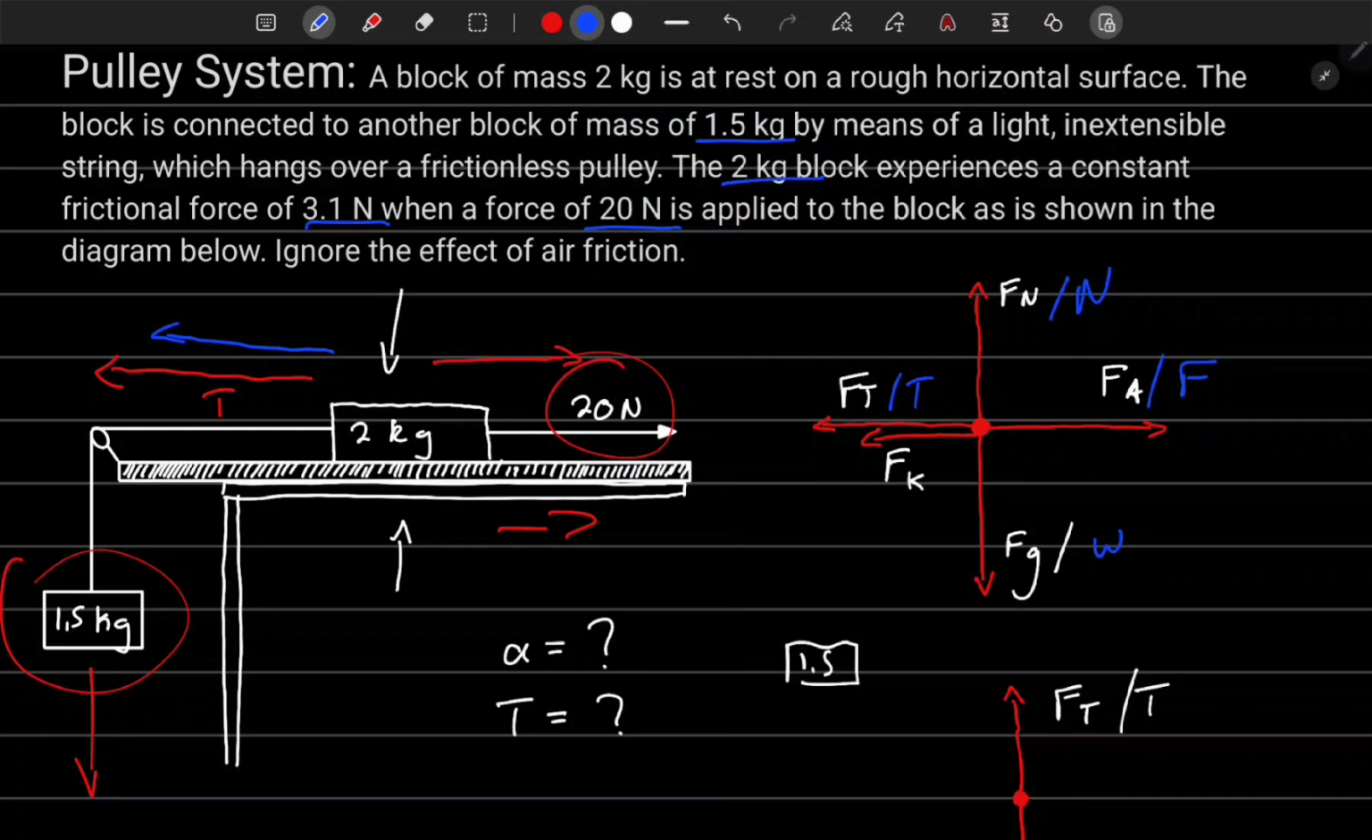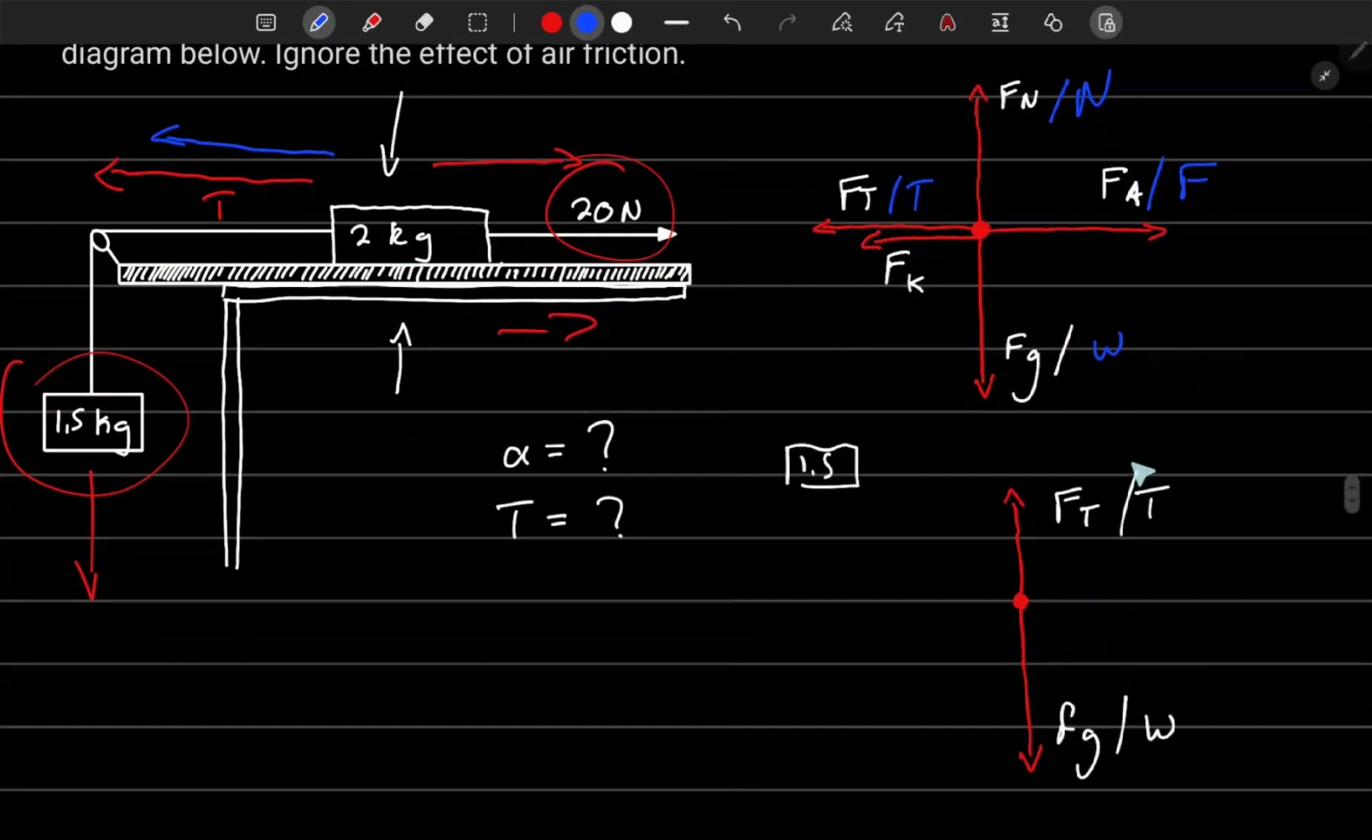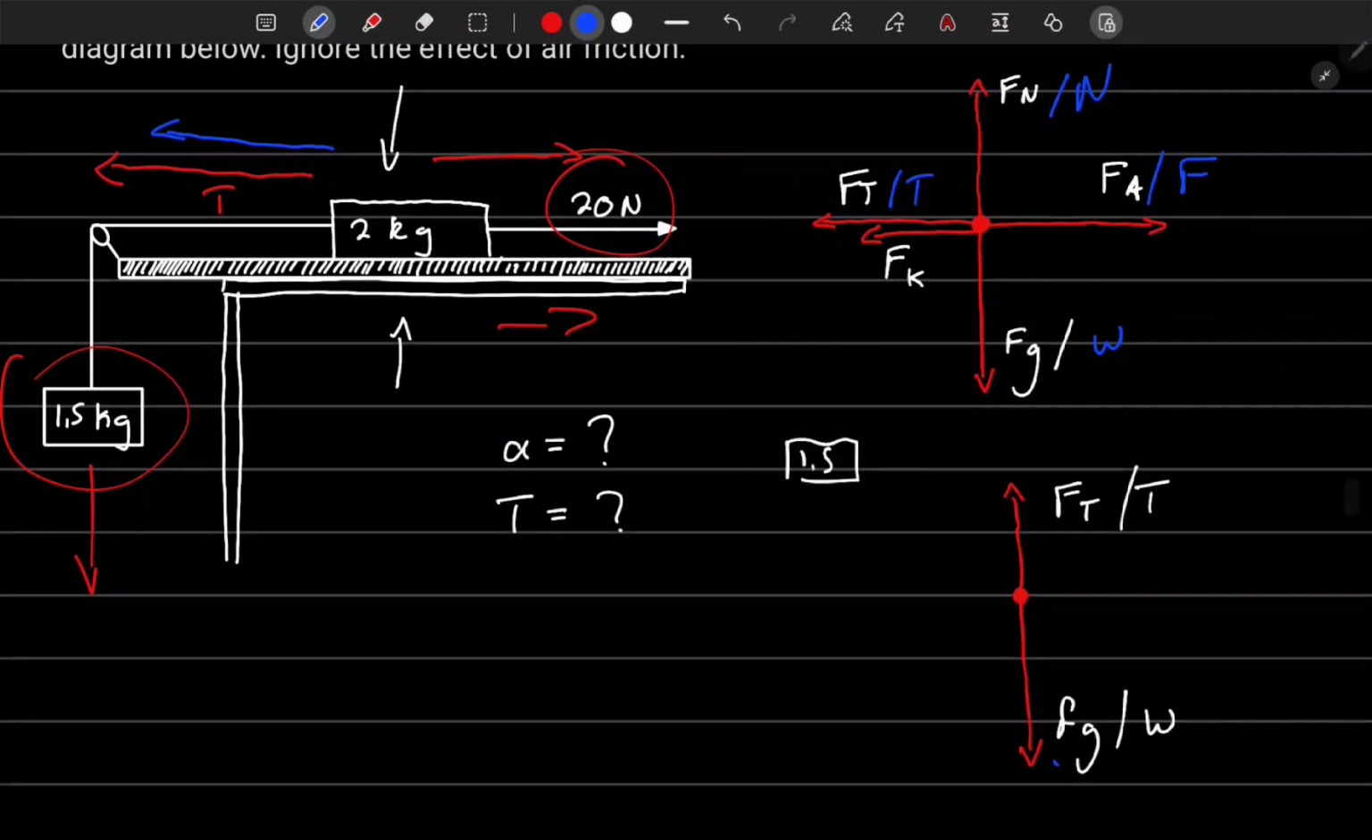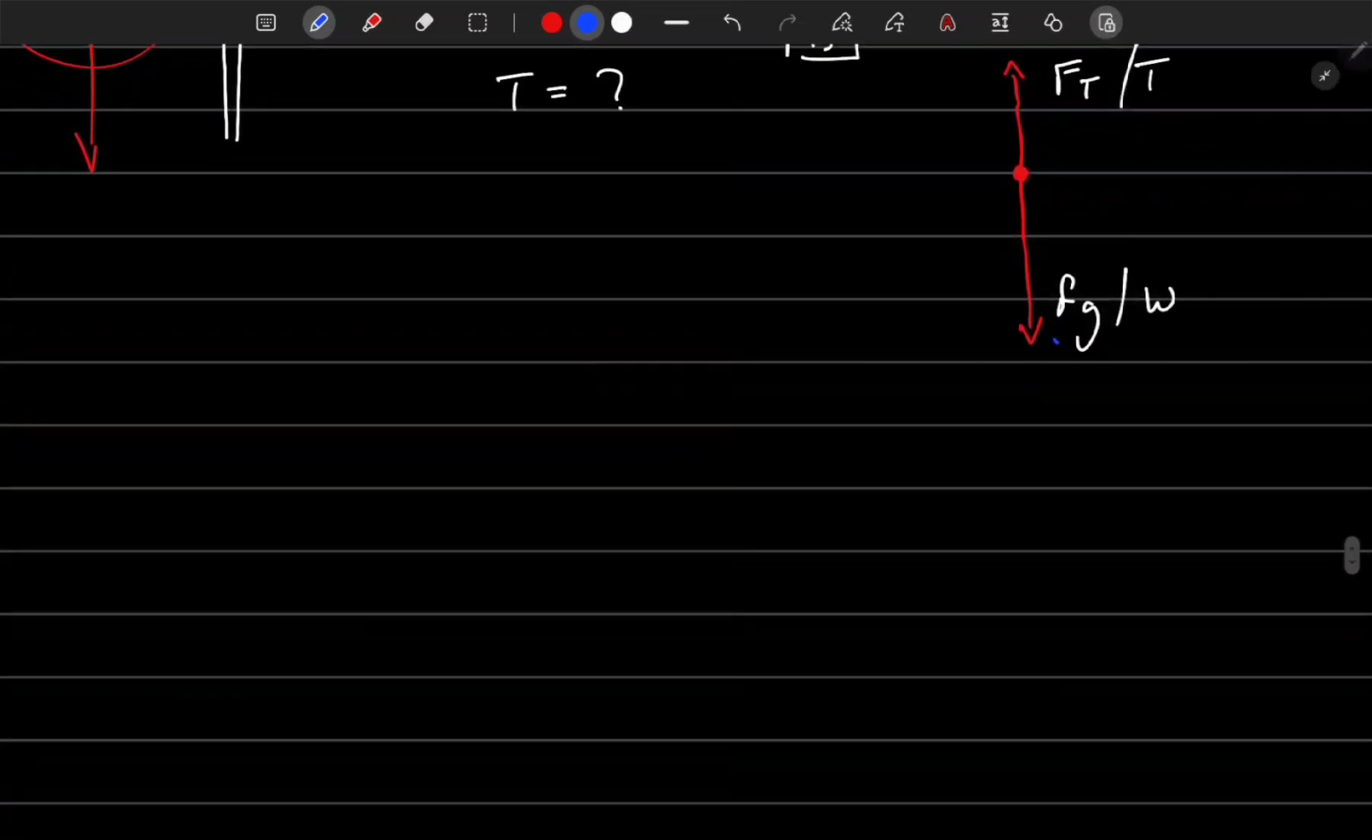And now we need to calculate tension in this part and tension in this part. We can calculate the force of gravity by just saying mass times acceleration, but we also don't know the acceleration. So that's why I'm saying that we have these two that we're trying to find. So let's come down here. Let's say that on the 2 kilogram, let's start with the 2 kg block.